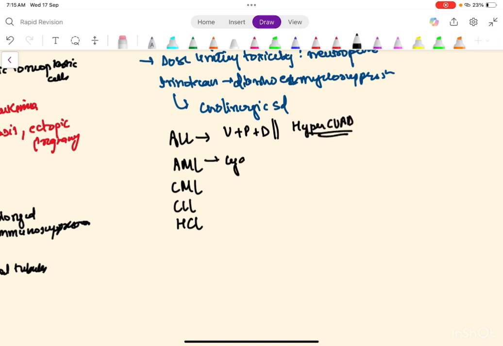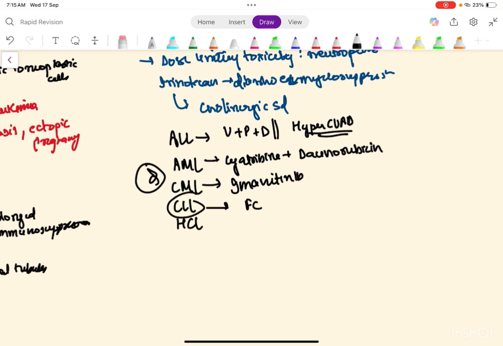So in AML, this is the question that they ask: you use cytarabine and an antibiotic which is daunorubicin. Then in CML the question is asked, imatinib. Now in CLL it depends upon the age, so either this or you can give chlorambucil. In hairy cell leukemia we give cladribine.